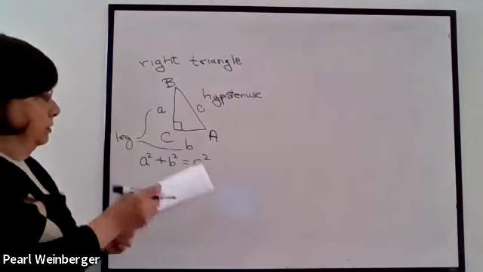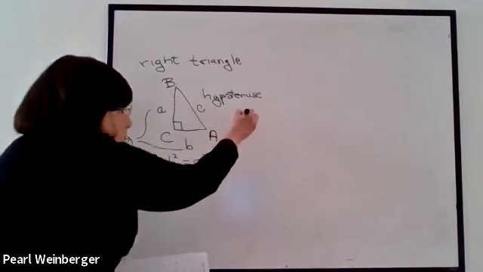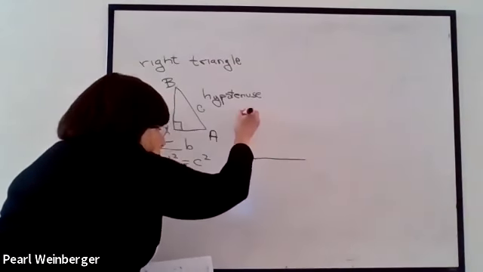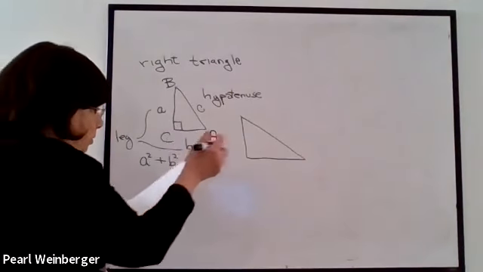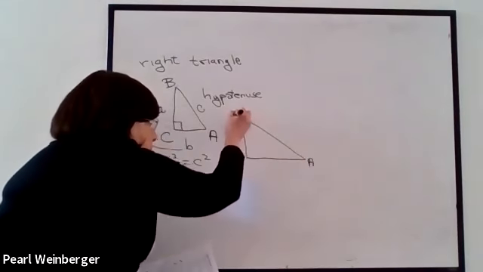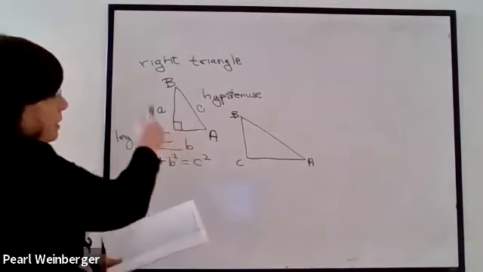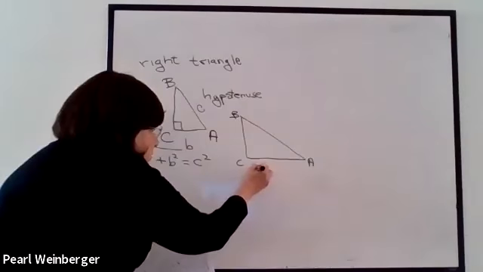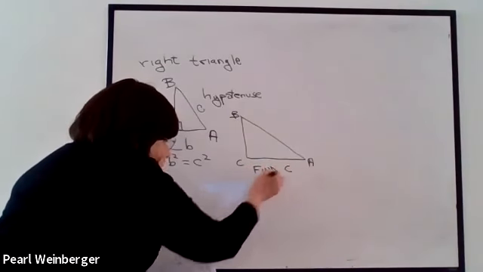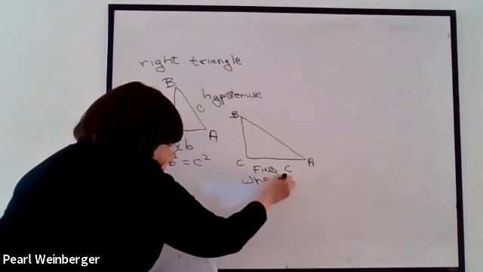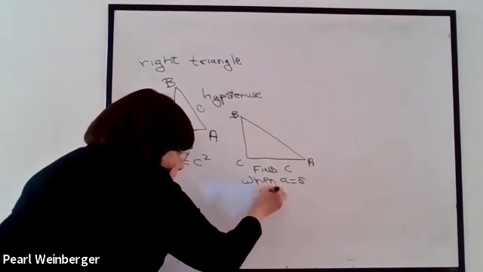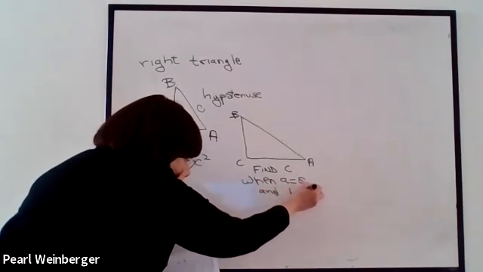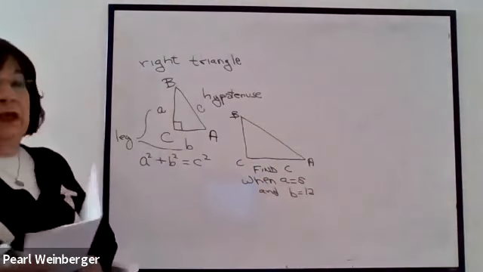I get a picture that looks like this. This is right off of the final exam, where this is written A, B, and C, just like our triangle. And we're told find C when A equals 5 and B equals 12. Now I'm going to give you a few minutes to do this while I take attendance.